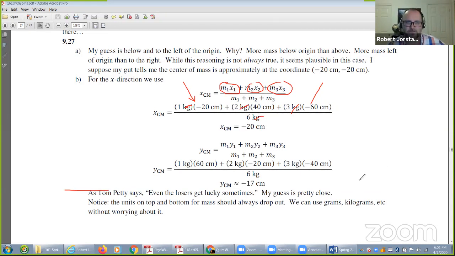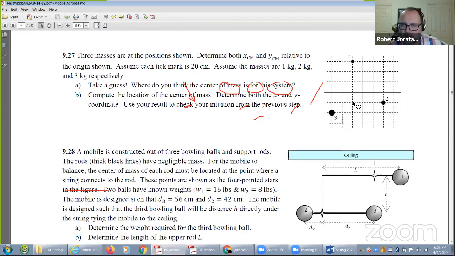So hopefully your guess was pretty close. If we go back to there, notice it's -20 and -17. It is worth going back and looking at where it would sit on the grid. So -20, I forget which was which, but it's somewhere pretty close to here. Hopefully it was -20 in the X and -17 in the Y. So I think that's what it was.